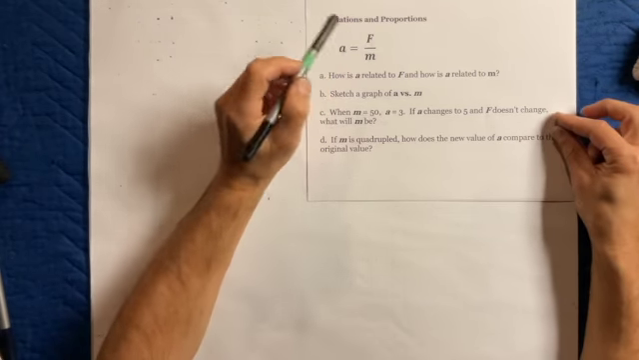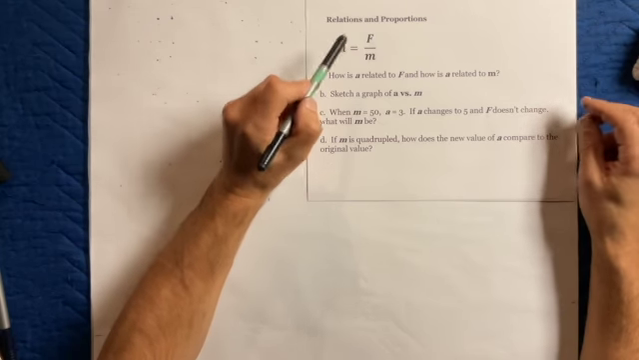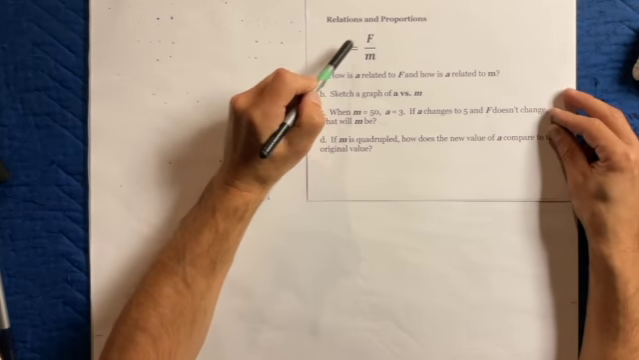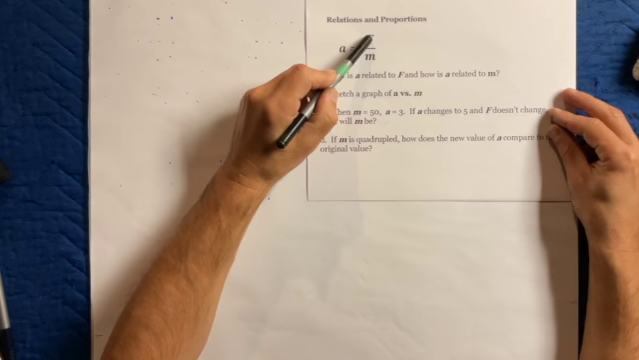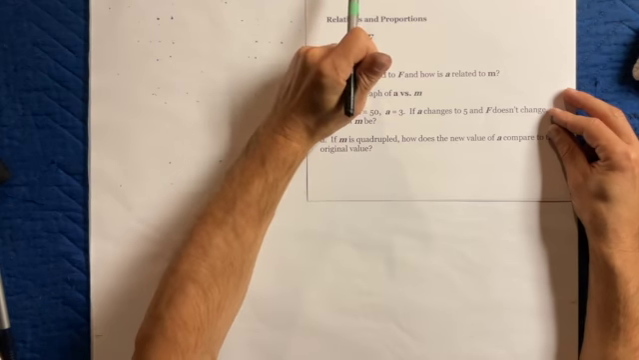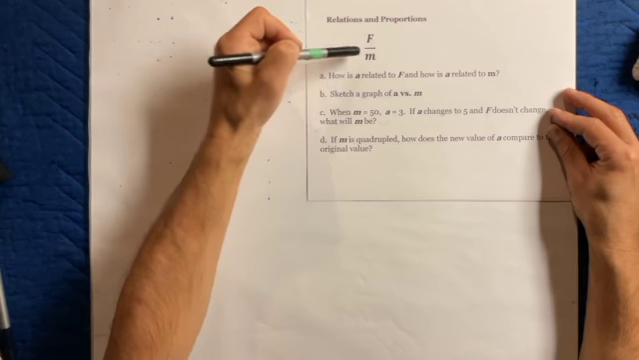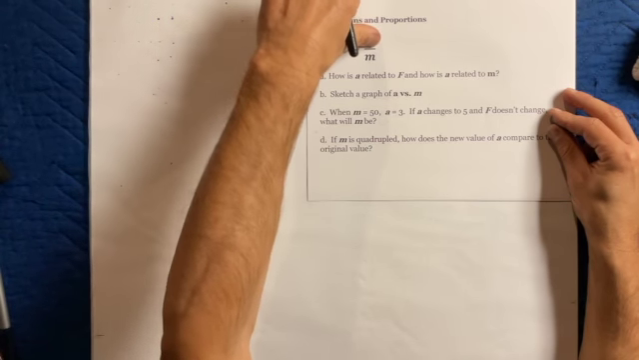The layout of this equation has two different relationships in it. If we look at how acceleration relates to force, while we ignore the mass, and then how does acceleration relate to mass if we don't change the force?